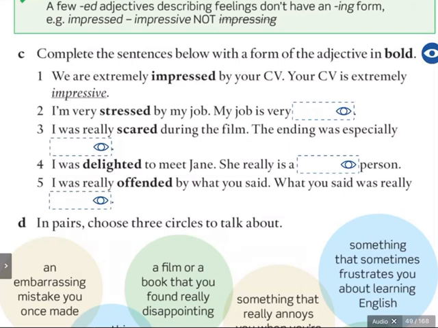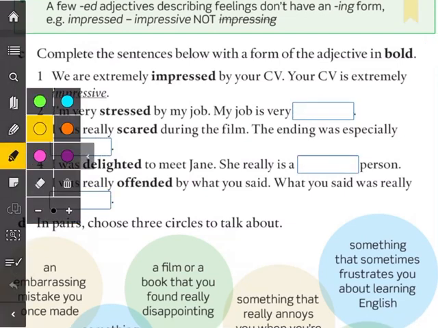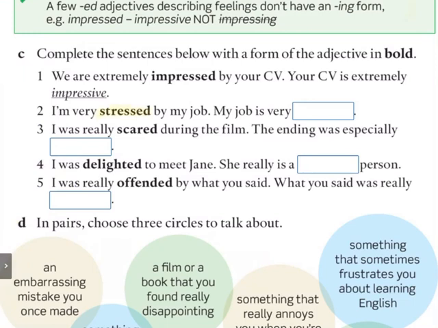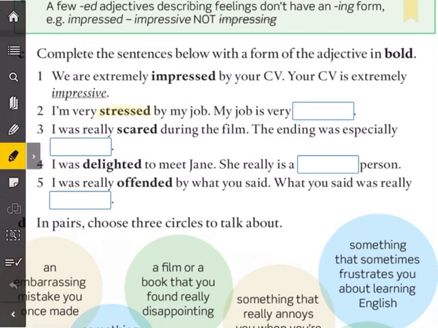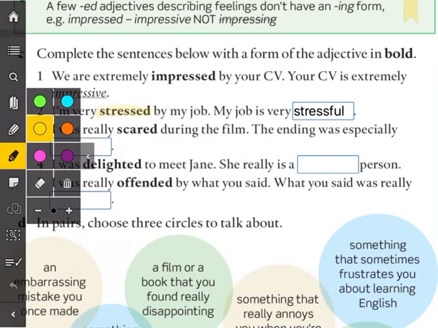So it says, we are extremely impressed by your CV. Your CV is extremely impressive. Now that's the example. It's the one from the green box. Let's see number 2. I'm very stressed. Now this again is a very common one and a very useful one. So here, what do we need to remember? My job is very stressing. No, stressing, ing, doesn't exist. What's the alternative? Do you know? Stressful, full of stress. So in this case, we would talk about stressful and stressed.